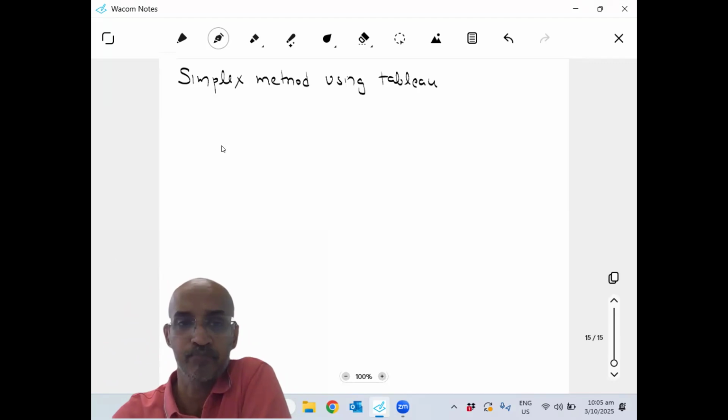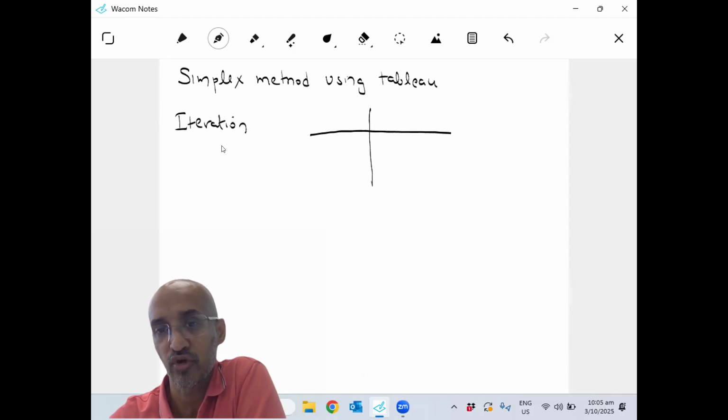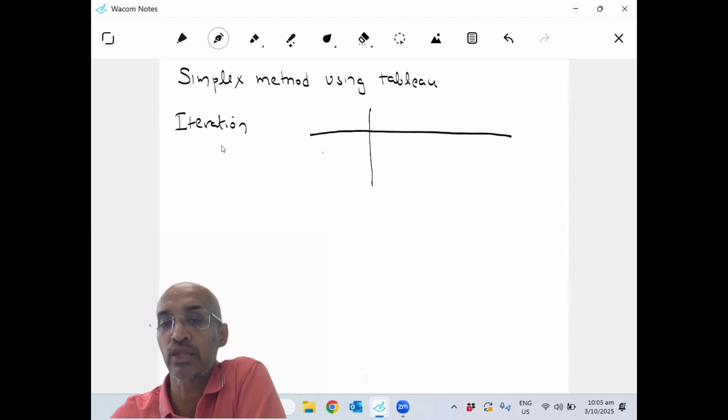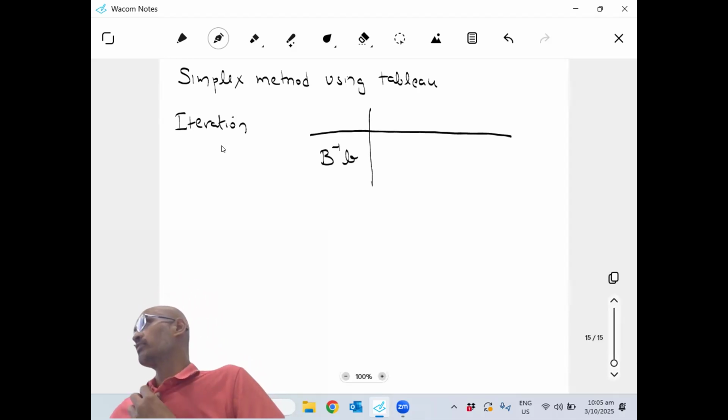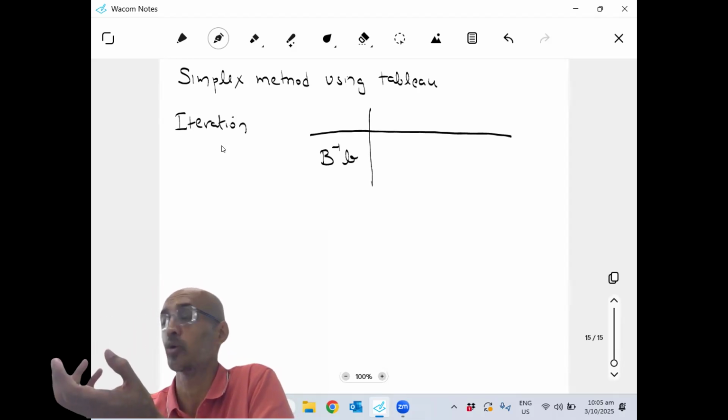At every step, at any iteration, the tableau will look like this. You will have four components to this, which are going to be kept track of. First is the value of the basic variables. Remember, my basic variables have this formula B inverse b, with the non-basic variables at zero.